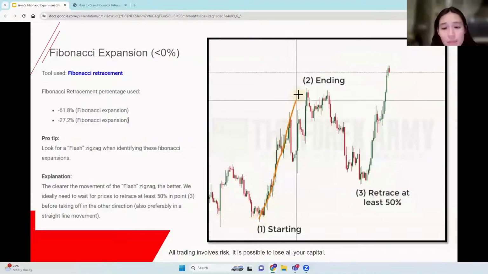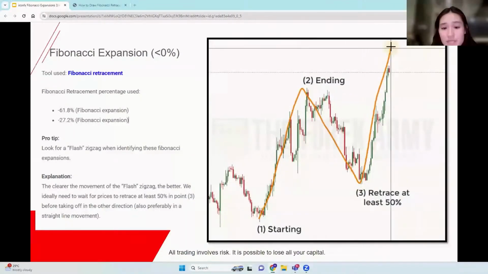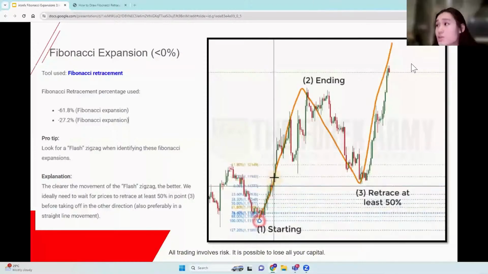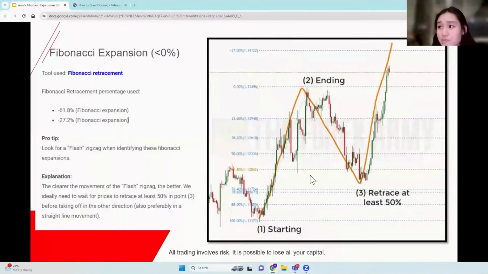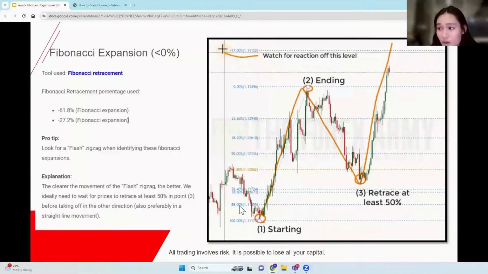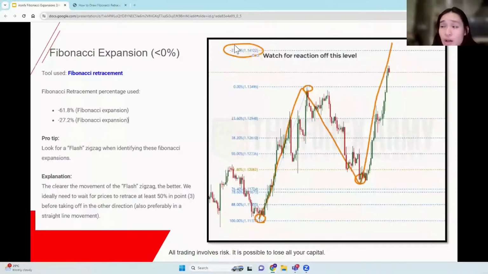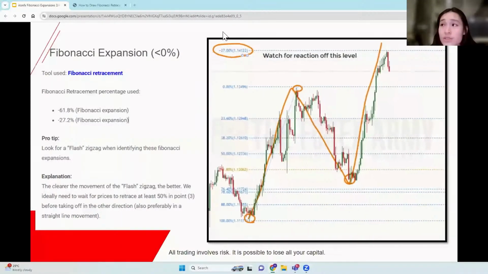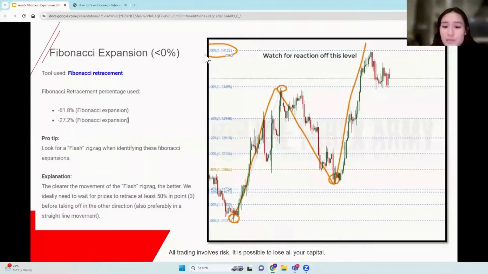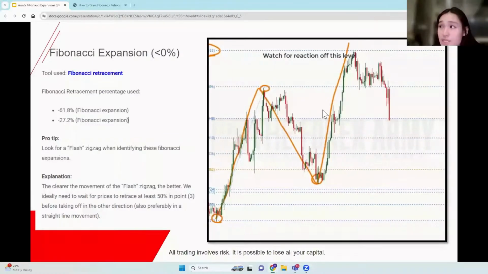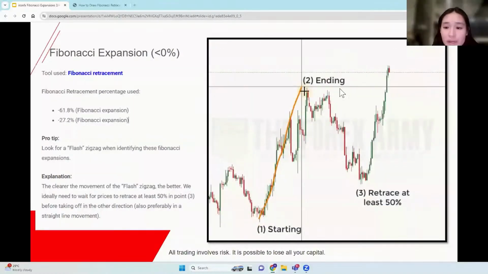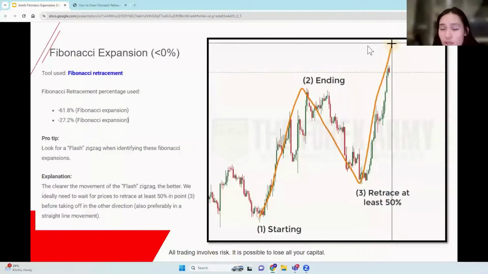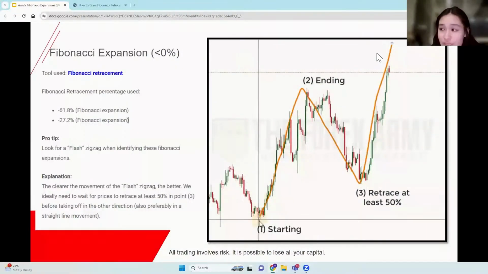Okay, so price should retrace at least 50% in point 3 as shown in the video here before reversing off. You can see in the GIF I've included here, our flash symbol is drawn out in yellow, and you're taking the starting and ending point, or point 1 and point 2, and we are observing the negative levels. Of course the first level we'll be observing is minus 27.2. If price breaks out of the minus 27.2, then we would go on to look for the minus 61.8.